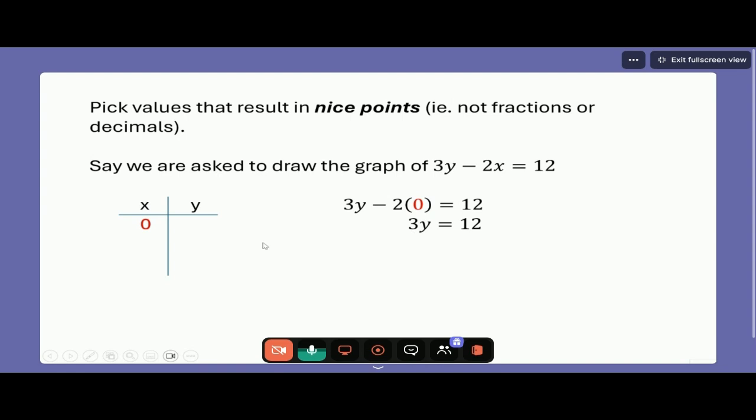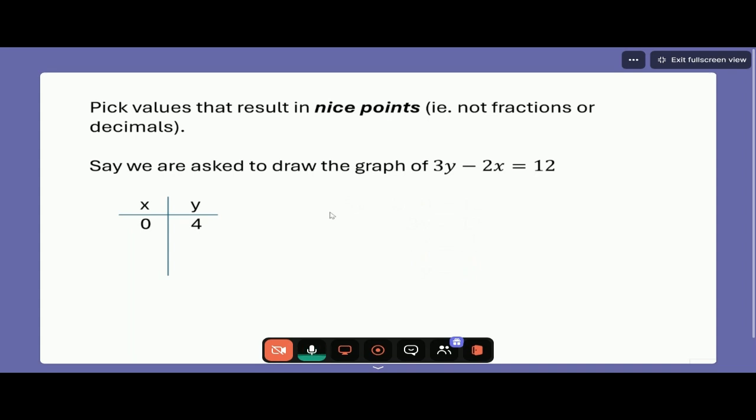How do I solve this equation? By dividing both sides by 3, like so, so that the 3's cancel out, and I end up with y equals 12 divided by 3, which is 4. There is a pair that makes the equation true when x is 0 and y is 4. And we can always double check it. Put in y equals 4, x equals 0. You get 3 times 4 is 12. Minus 2 times 0 is 0. 12 minus 0 is 12. Yep. Okay, let's find another one.